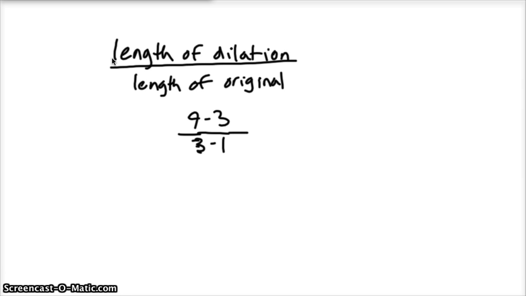3 minus 1. Alright, so we are left with 6 over 2, which equals 3. So our scale factor is 3. That's our final answer. So remember, we're doing the length of the dilation, which is the one we want to change, divided by the length of the original.